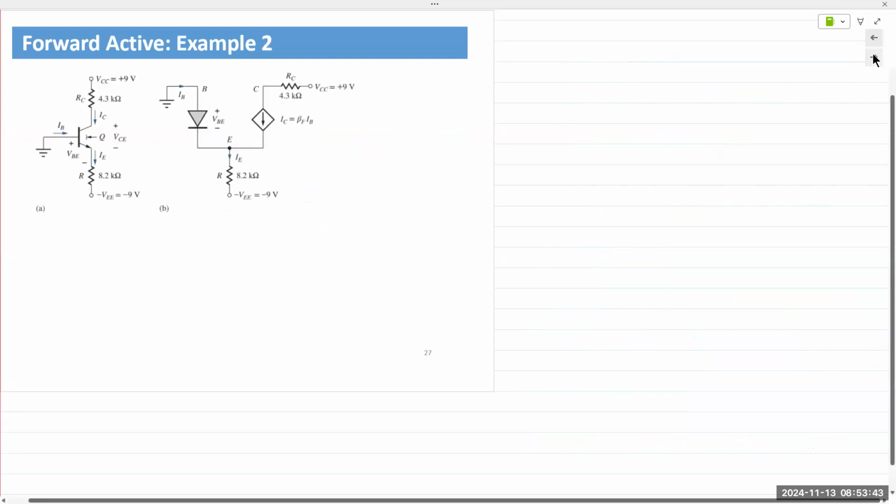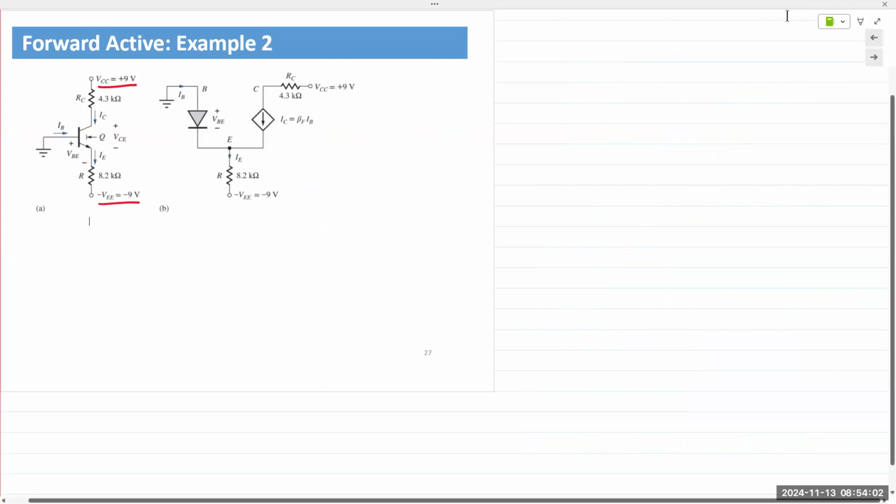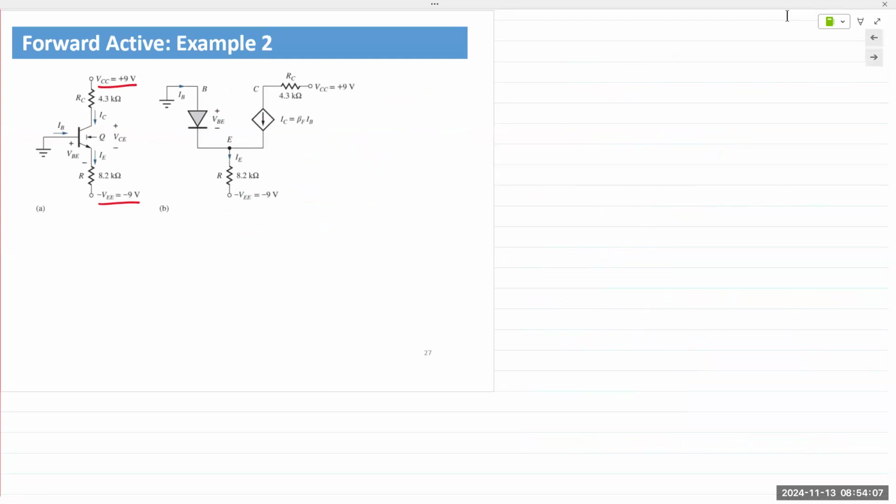Okay, forward active example 2. We have a PN junction. This time we have a BJT, and this time we have biasing resistors at the collector and the emitter. We also have dual power supplies at VCC plus 9 and VEE minus 9. Base is connected to ground. We are provided values for beta forward 50, beta reverse as 1.